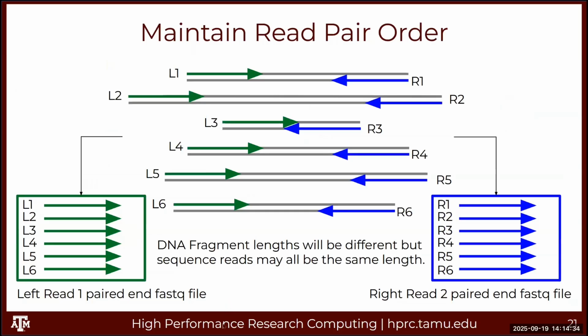Okay, sometimes you do have to maintain the order so that the number of lines will be the same. Sometimes like if you look at fragment 3, the left and the right, they overlap a little bit. The second one, there's a bigger gap in the middle. So there's different fragment lengths.